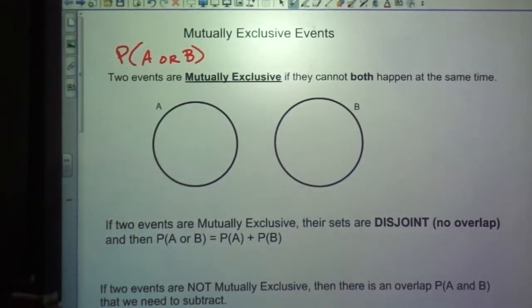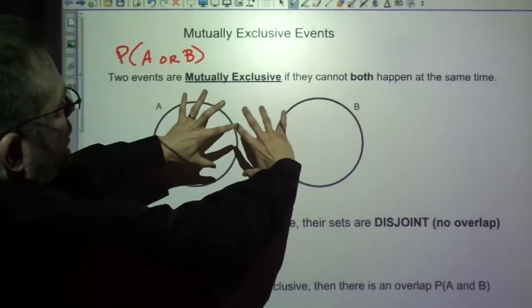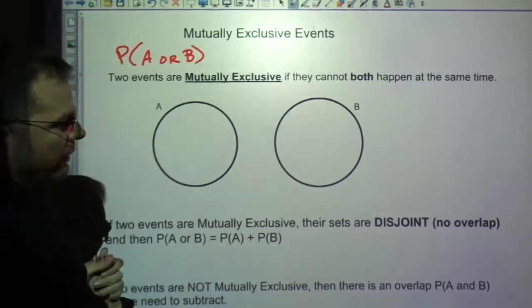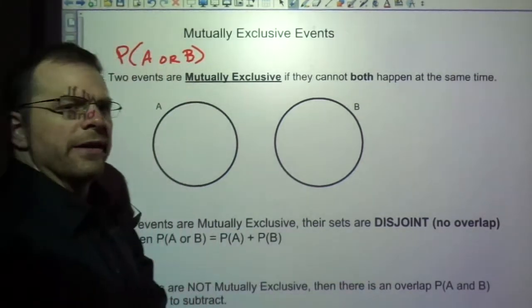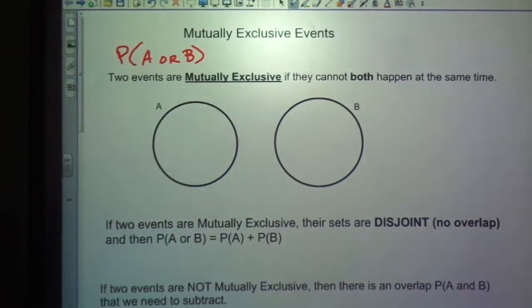Make sure you write this down. So their sets do not overlap at all. They are separate. The other word for it is disjoint. That means that there is nothing in common. They cannot both happen at the same time.